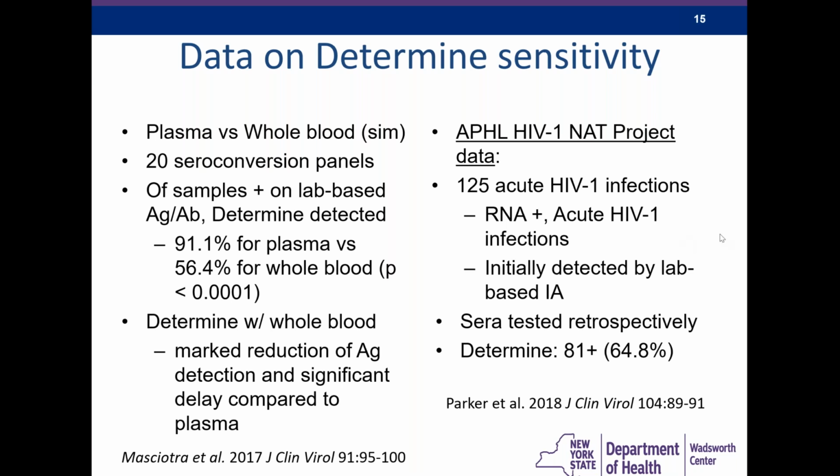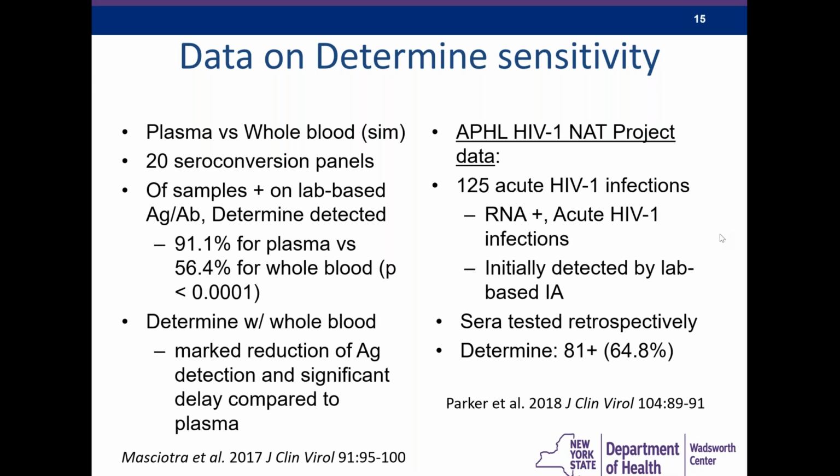And the authors, there were a number of other results from this test, and overall they observed that when Determine was used on whole blood, there was definitely a marked reduction in antigen detection, and also there was a significant delay in reactivity compared to when the test was performed on plasma. And this is one of the primary reasons why, when the CDC said it was okay to use Determine in the laboratory algorithm, they specified serum and plasma and not whole blood.